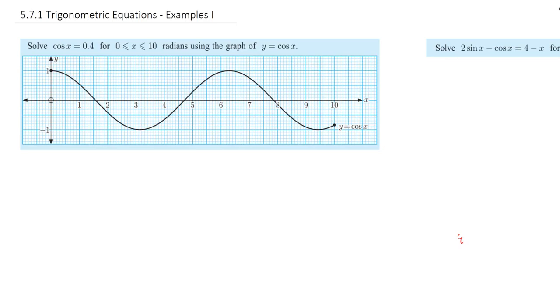Hello everybody, today we're going to have a look at solving some trigonometric equations. So the first one is a graphical one. Solve cosine x equals 0.4, and we've got a boundary here of 0 to 10, and we're in radians, and we can use the graph in front of us.